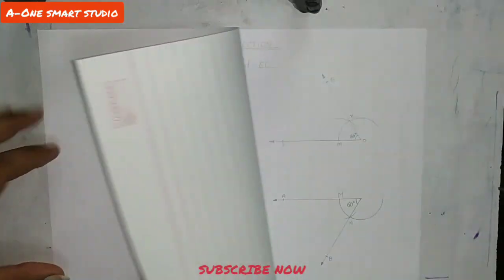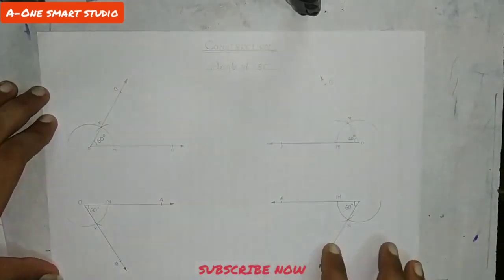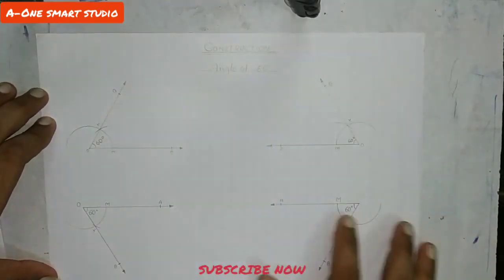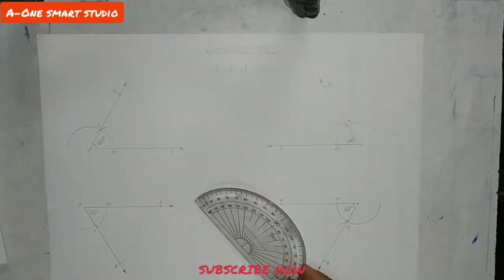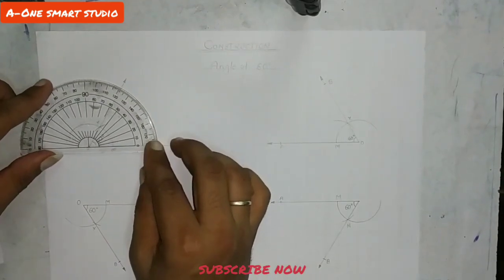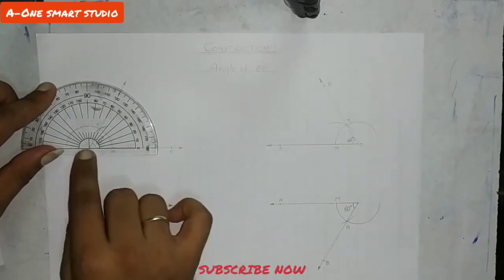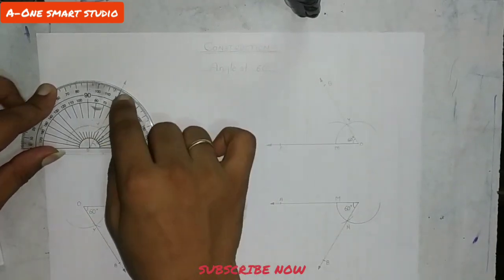You can also make these different types of angle. Let's measure the angle, any one of any two. Put this line on this line and this line too here.